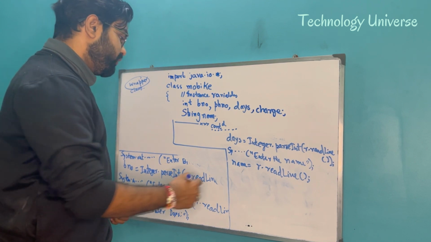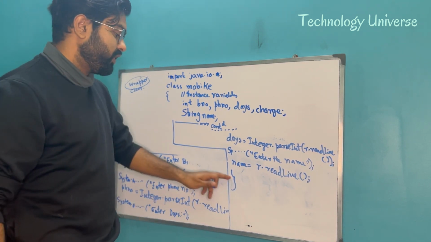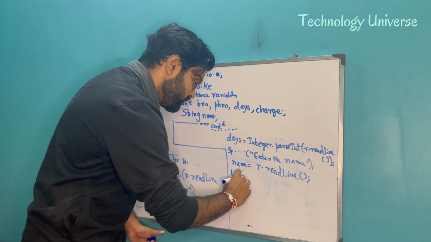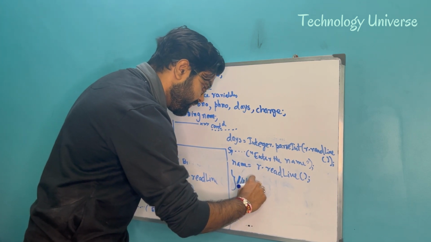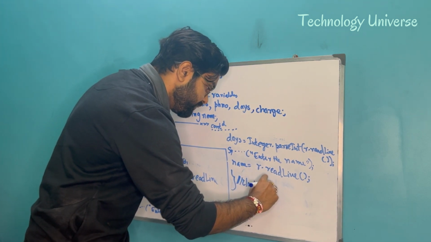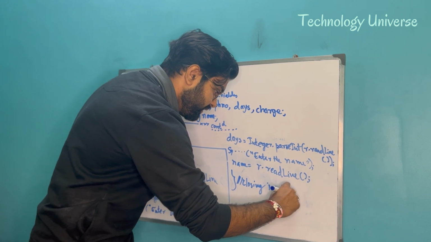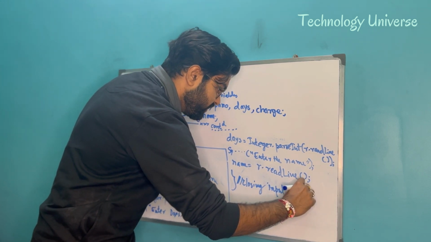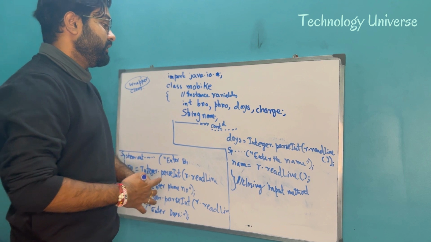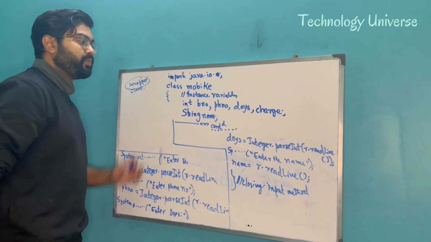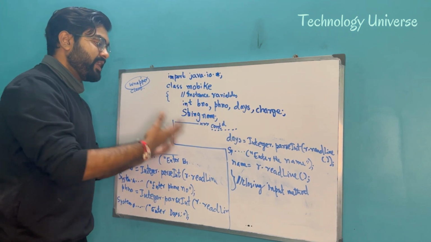Okay. So now here we are done with the input method. So we are closing the input method. I am giving a comment, closing the input method. We have taken all the required inputs except this variable. We have taken all the inputs: byte number, phone number, days and name.